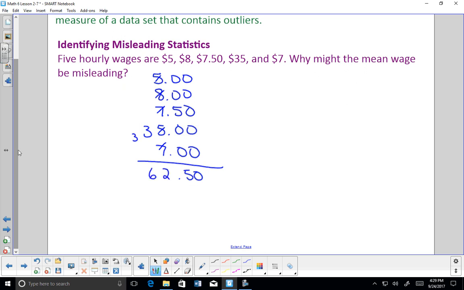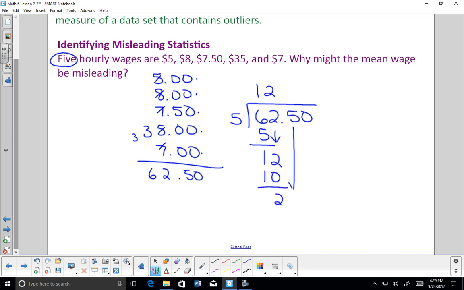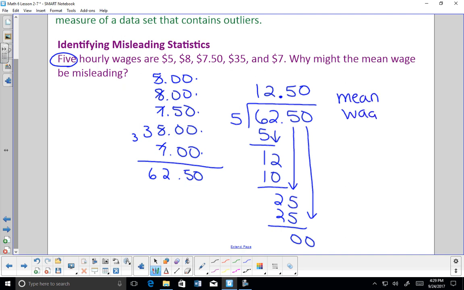and I'm going to divide that by 1, 2, 3, 4, 5. Well, it said 5 wages, I should have known that. 5 goes into 6 one time, bring down my 2, 5 goes into 12 twice, times 2 is 10, bring down my 5, bring up my decimal point. 5 goes into 25 5 times, and 5 just goes into 0 0 times. So the mean wage then is $12.50. That's higher than every other wage besides the $35 wage.